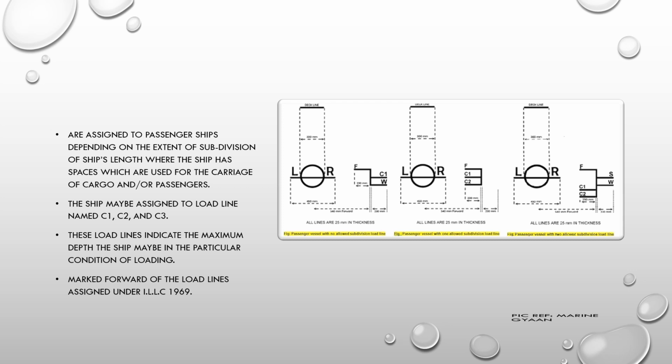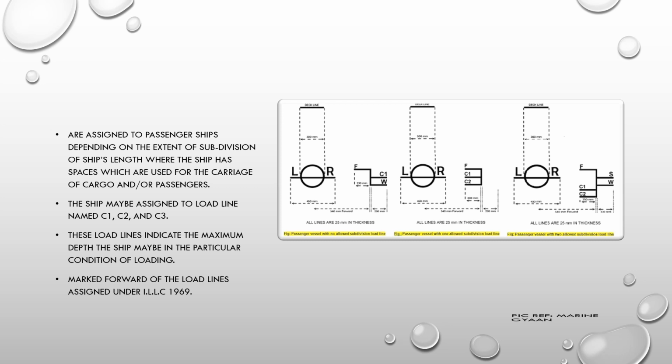If you pause and zoom in, you can also see the dimensions of the load lines, which are very similar to the ordinary load lines. Now these load lines C1, C2, C3 indicate the maximum depth the ship, or in this case the passenger ship, may be loaded to in the particular condition of loading. They are normally marked forward of the load lines as assigned under the International Load Line Convention 1969.